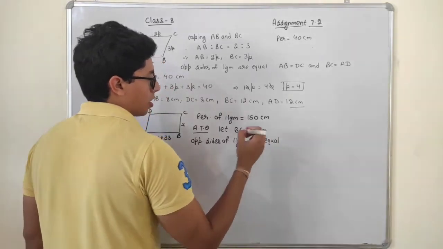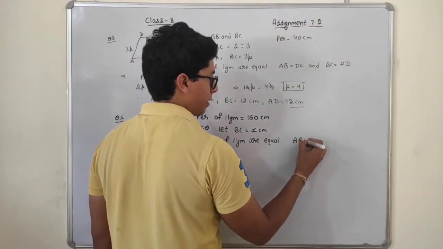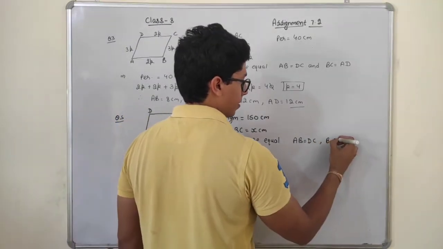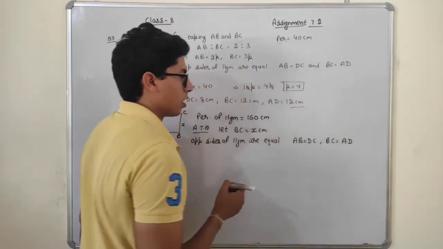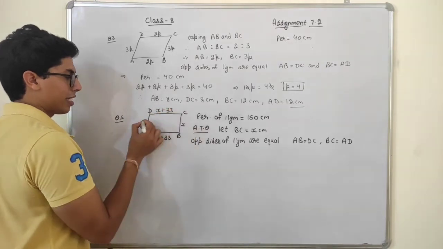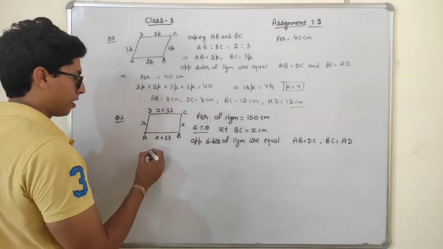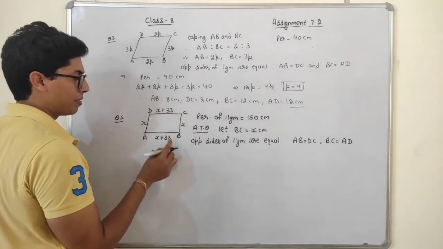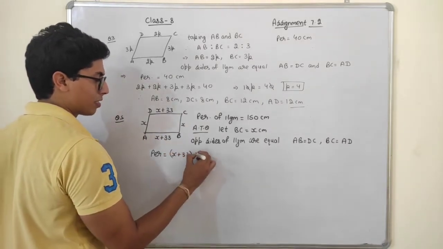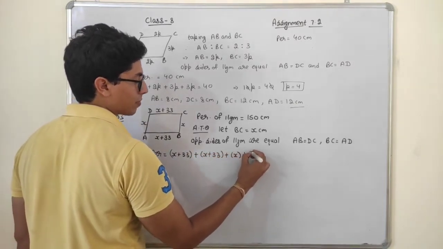Now, students, I can say this thing: AB is equal to DC, comma, BC is equal to AD. See, AB is x plus 33, so this will be x plus 33 as well. This is x, so I can name it as x as well. According to the question, the perimeter is given as 150 centimeter. The perimeter will be the sum of the boundaries. That will be x plus 33 plus x plus 33 plus x plus x.